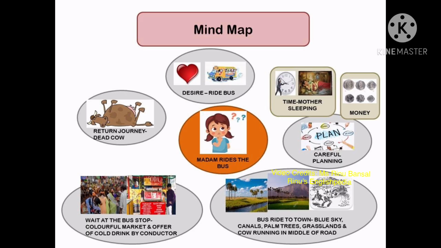She decided that the time when her mother would be sleeping in the afternoon would be the best time for her bus ride. And she needed 60 paisa for her trip to the town. On the way to the town, she saw the blue sky, the canals, the palm tree, the grasslands, and most important of all, a cow running in the middle of the road. The next point of the chapter is the wait at the bus stop when she saw the colorful market, and we are also made aware of the kind nature of the bus conductor who offered Valiyamma a cold drink.